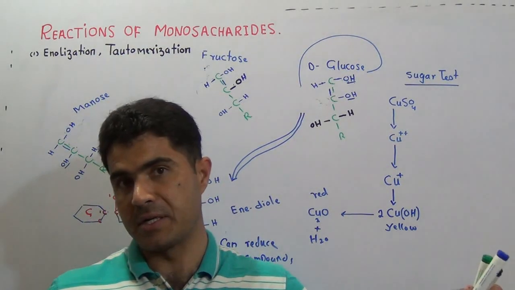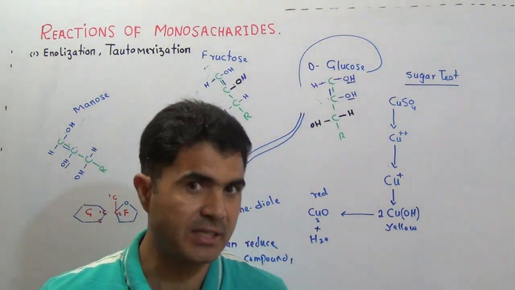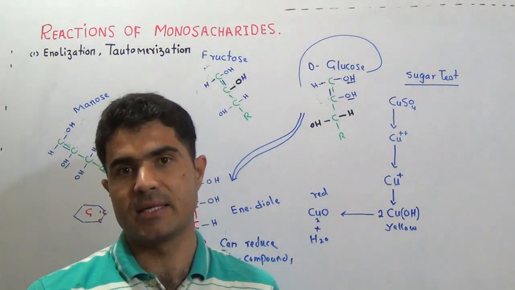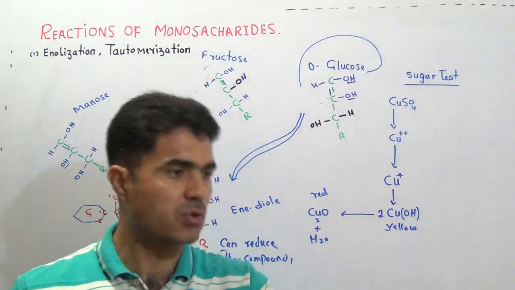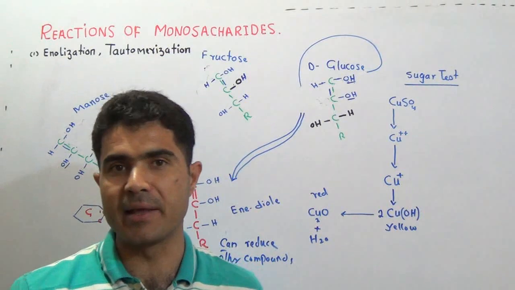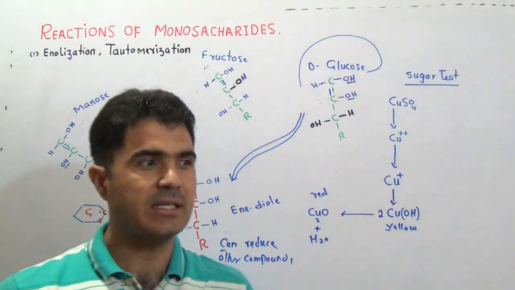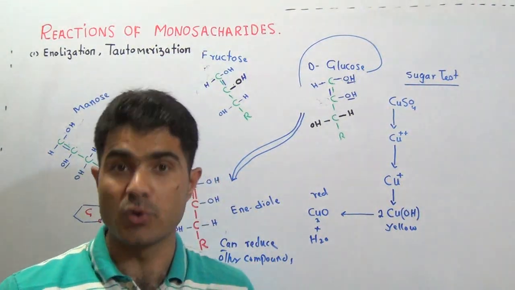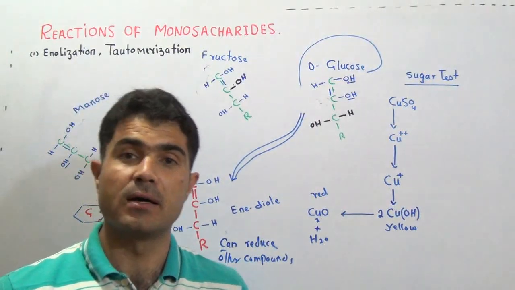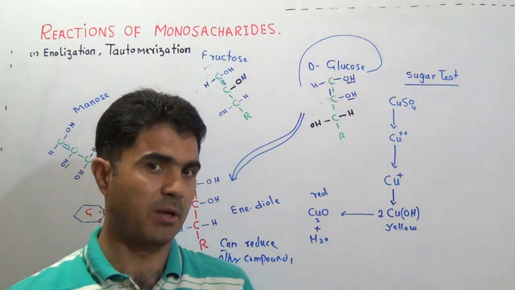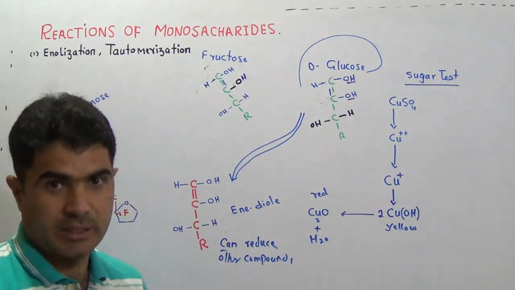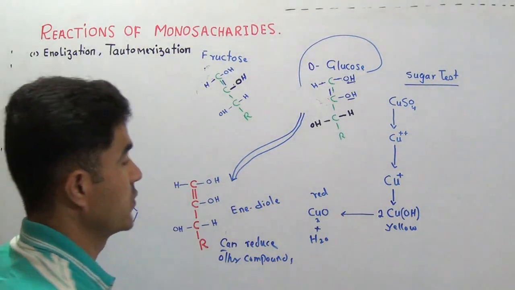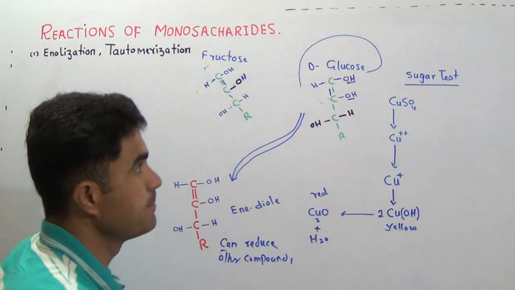All monosaccharides are reducing, all disaccharides are reducing, except sucrose. Even polysaccharides are reducing, because there will be so many monosaccharides linked, but with the first and the last monosaccharide you may see a free aldehyde carbon or free ketone carbon. That's why. So now the reducing properties of monosaccharides, the laboratory test.